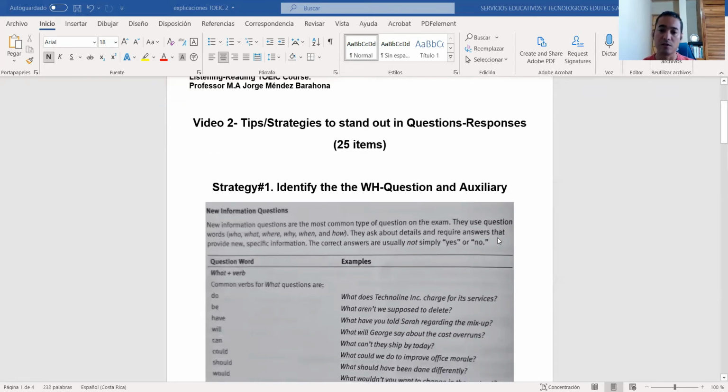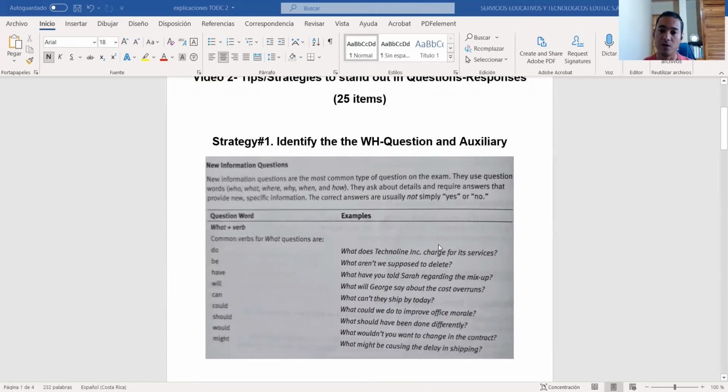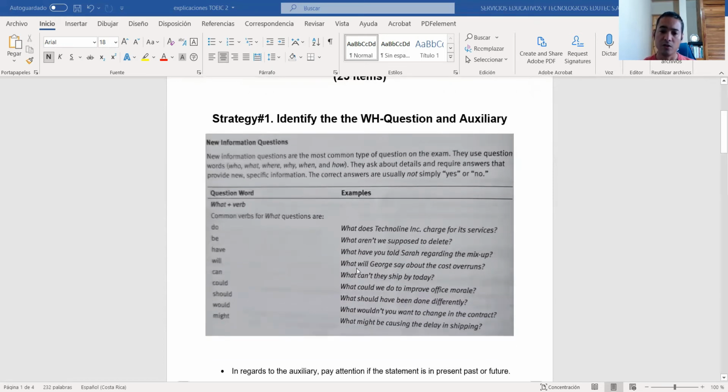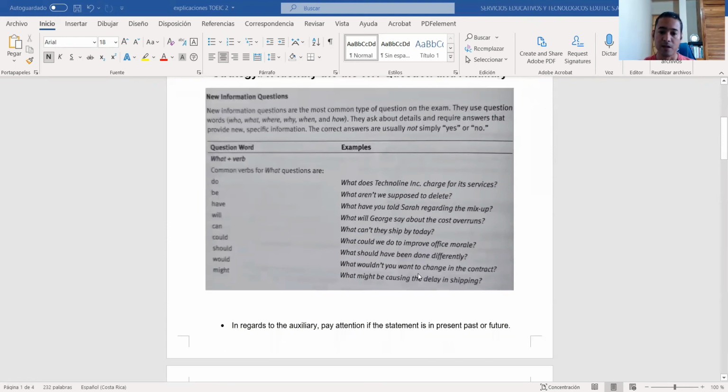Is the question in present, or is the question in past, or is the question in the future? So remember, not only the auxiliary about the tenses, you also have modal auxiliaries. So you may have could, should, might, would, any other modal auxiliary. So important, pay attention to the WH question and pay attention to the auxiliary, okay? So those are some examples here.